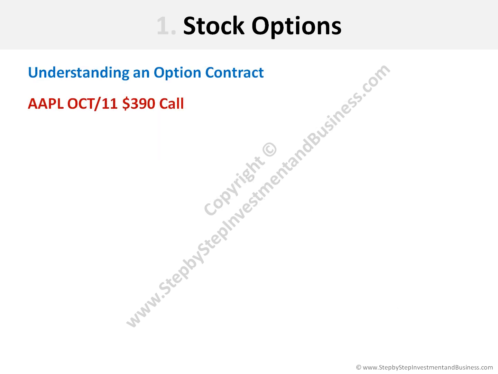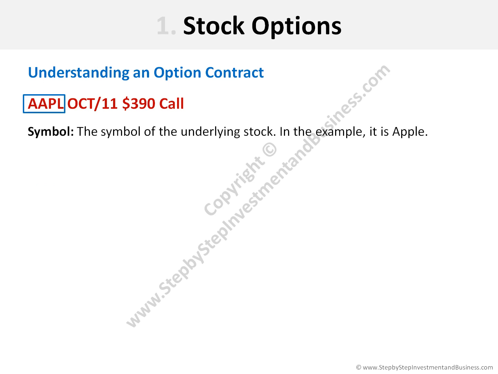Let's see how to understand an option contract. In general, option contracts are named as can be seen here. Now, let's see in detail each of these terms. The first one defines the symbol of the underlying stock. In this example, the company is Apple.